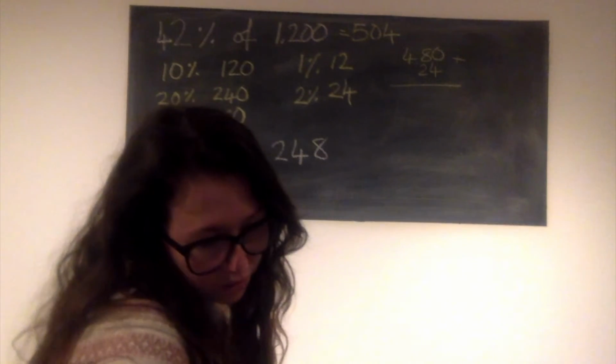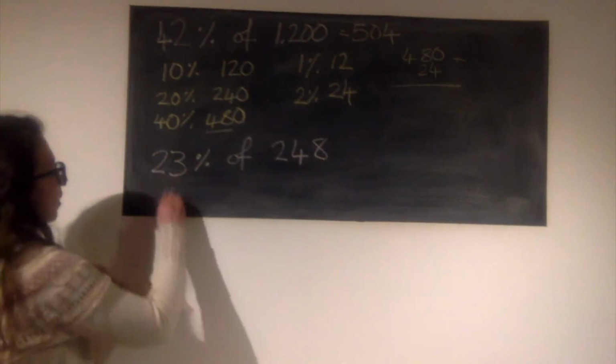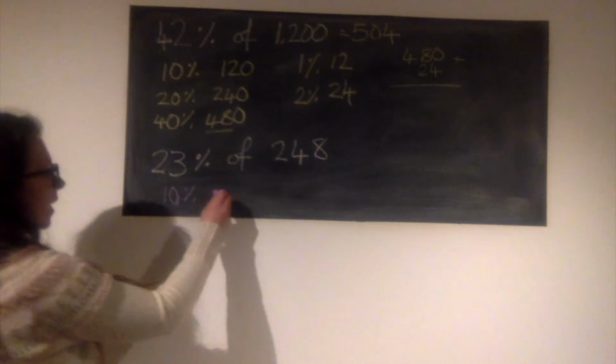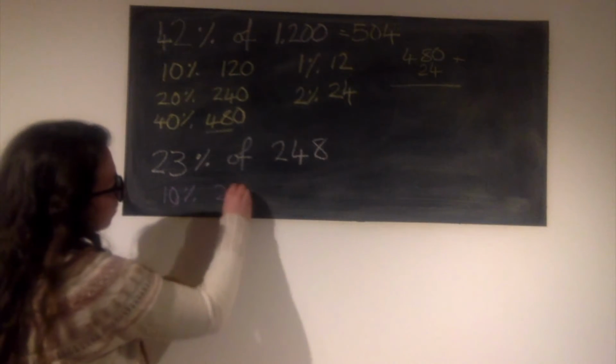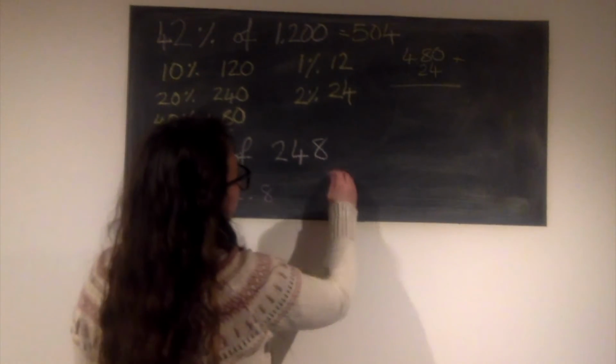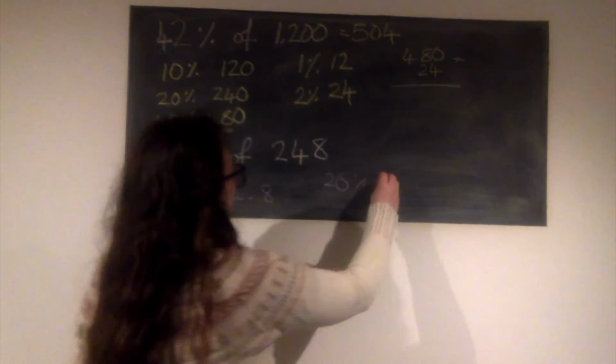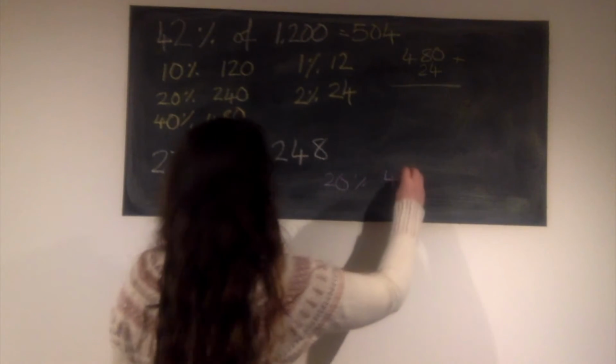So we have 23% of 248. So I'm going to start off in the same way. 10% divided by 10. This one's going to give us a decimal, so 24.8. I need to double that to find my 20%, which gives us 49.6.